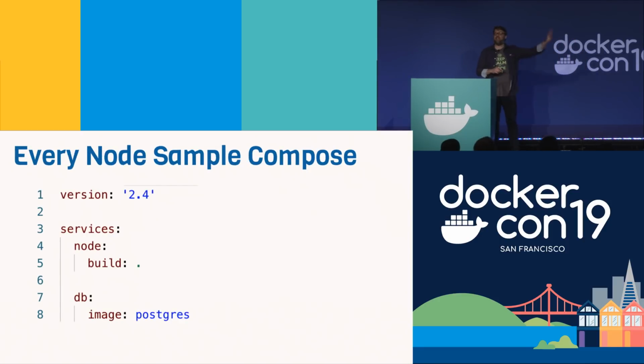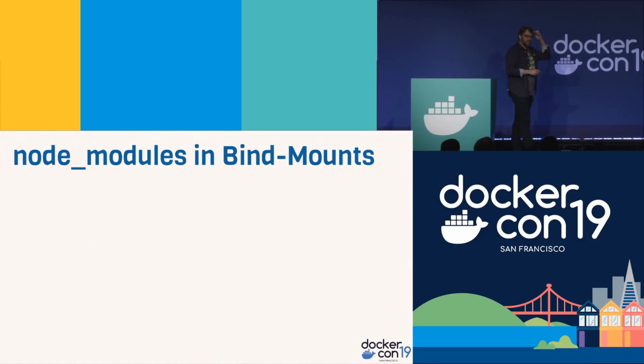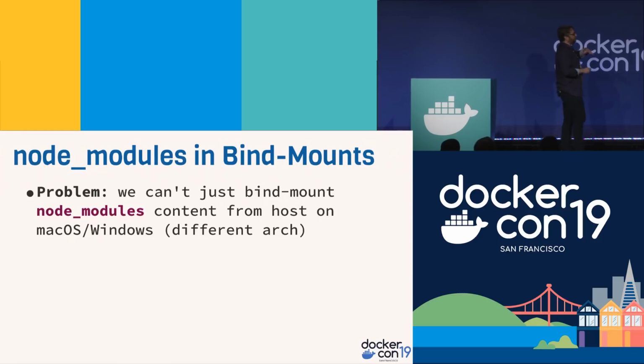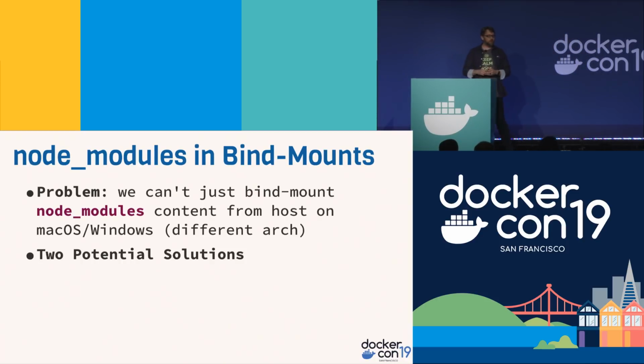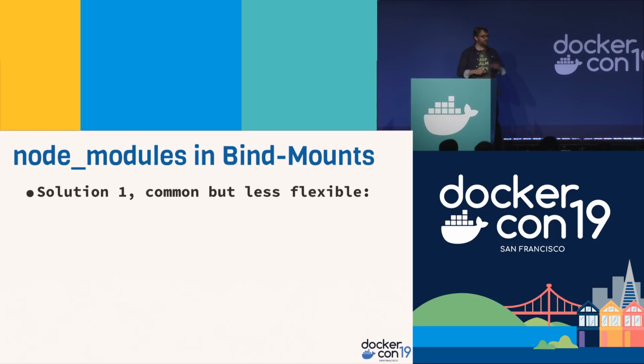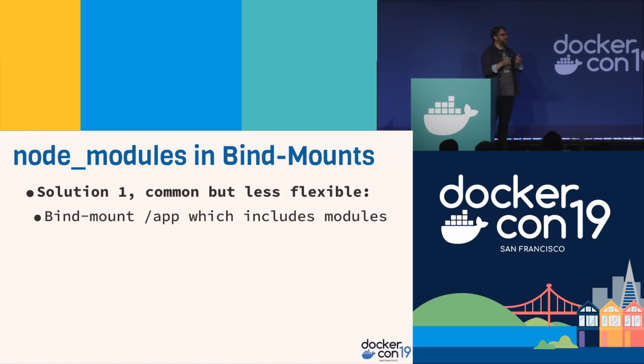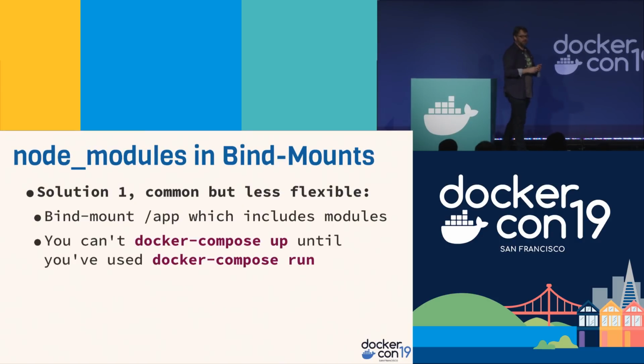Like this next example. So this is every Compose example you've ever seen on the internet of Node, right? Let's first talk about it, and we're going to build that up real quick and make it more advanced as well. The problem is we can't just bind mount with the Node modules, right? Because we have that whole incompatibility. So the 2 potential solutions that I recommend, solution 1 is what most people use, and that is just to bind mount your app in the container to your host.